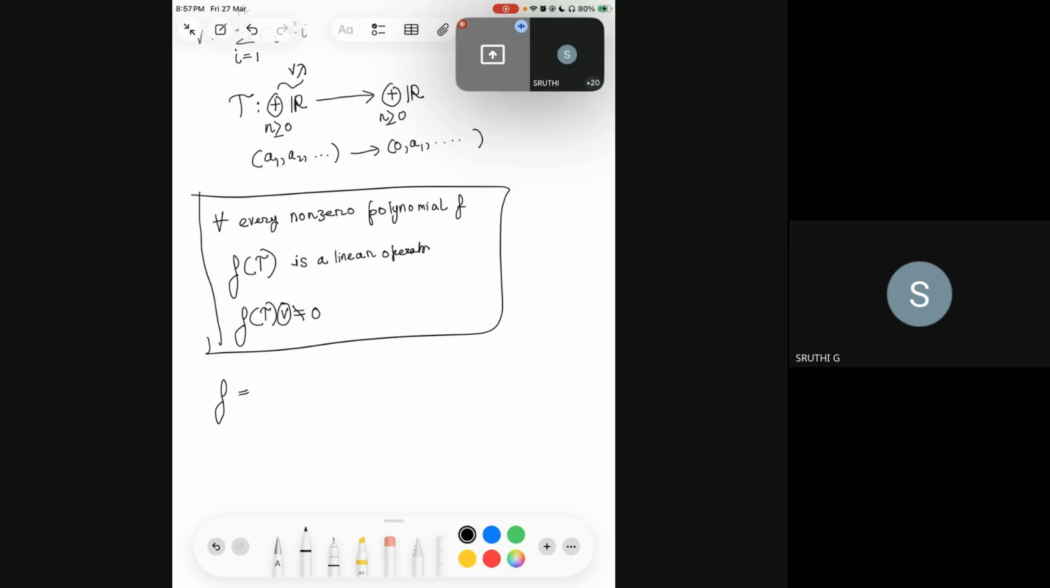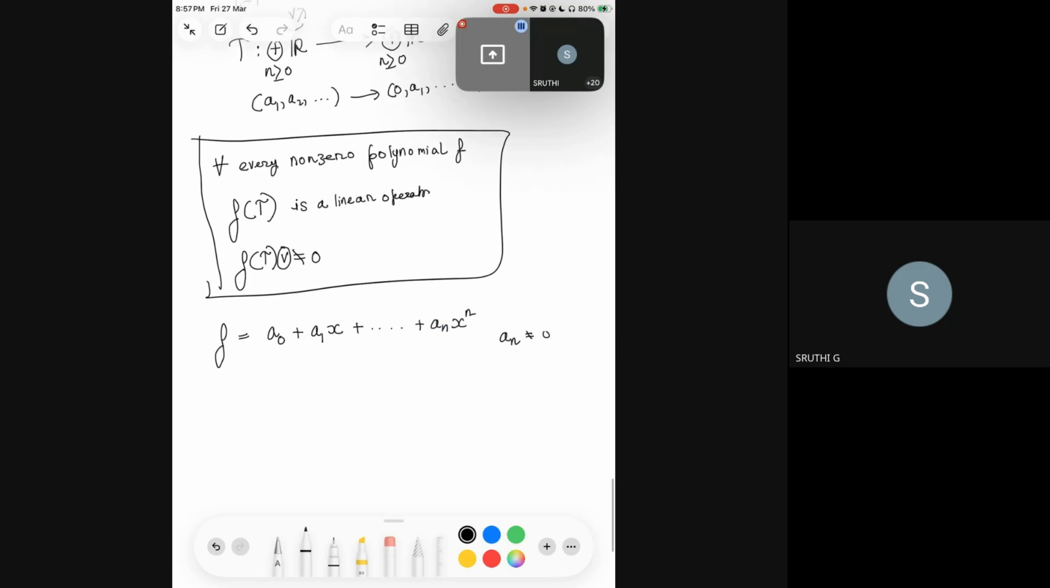Could you give me an expression of a polynomial? Like how does a polynomial look? a0 plus a1 x plus dot dot dot an x to the power n, where an is non-zero, right? Others can be zero, but an is not equal to zero, right? Yes. So now we will come to the contradiction thing you were speaking about.